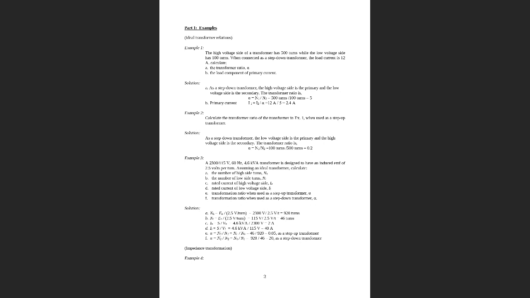Okay, there is a wording typo. So as a step-up transformer, the low voltage side is the primary side, and the high voltage side is the secondary side. The transformer ratio, of course, will be the primary turn number over the secondary turn number. Primary now is 100 turns, secondary now is 500 turns, which gives 0.2. So this tells you that for a step-up transformer, the transformation ratio is less than 1.